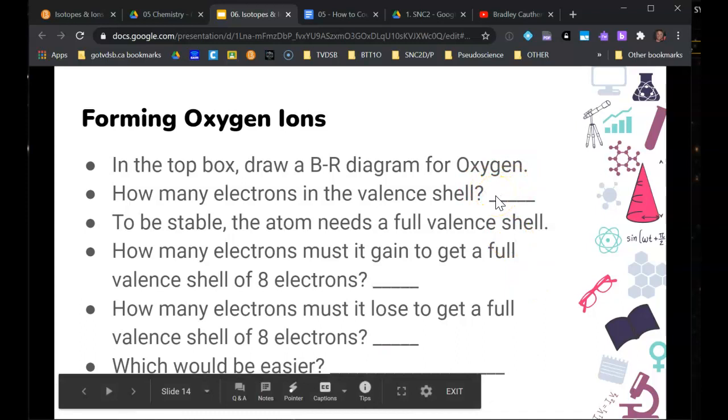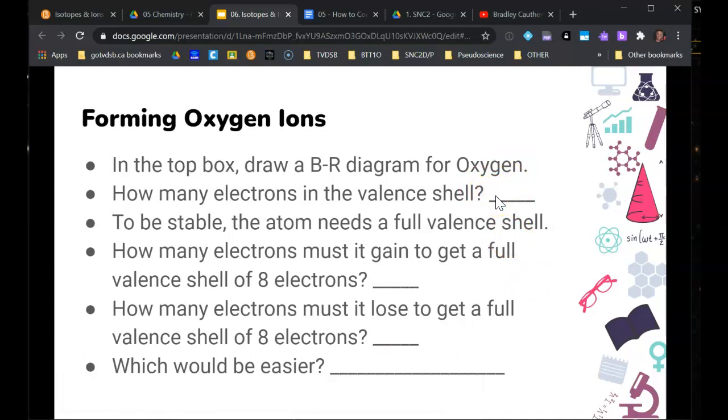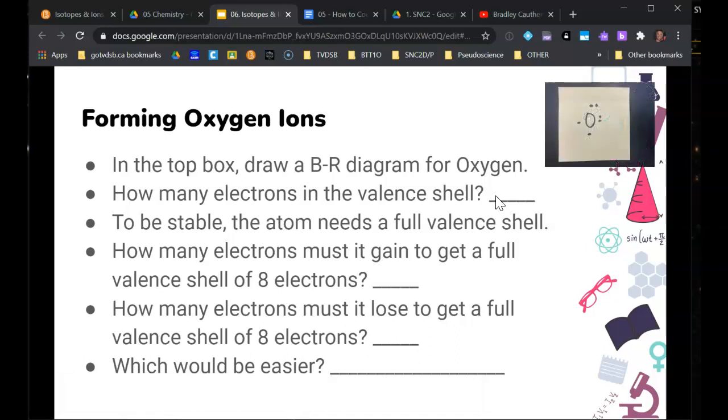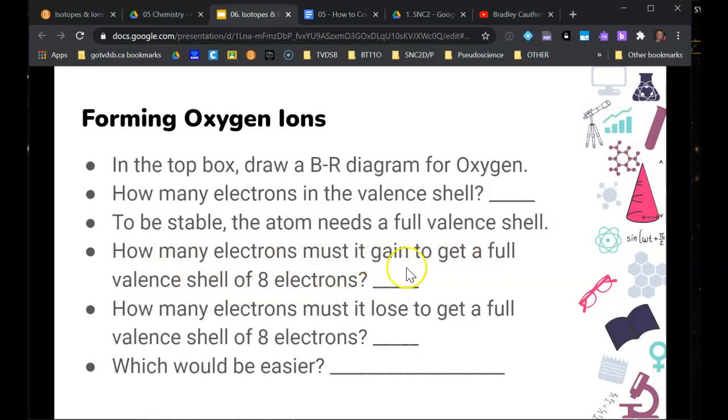So if we draw our Lewis dot diagram, we've got an O in the middle for oxygen, and then we put in 1, 2, 3, 4, 5, 6 electrons around it. Now, to be stable, we need that full shell. So how many must it gain to get to a full shell of 8? Well, it already has 6, so we would have to gain 2 more.